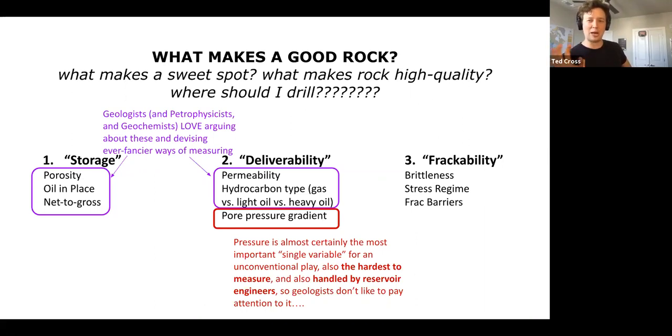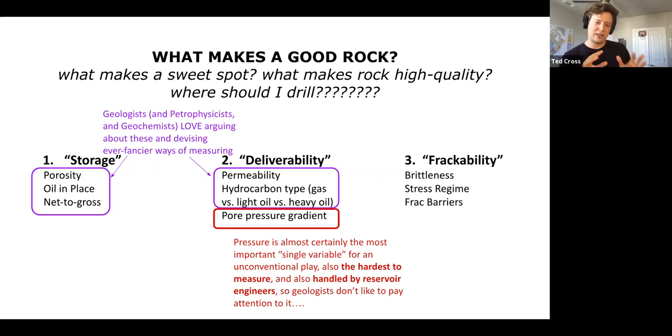They're just trying to figure out some way to get things like oil in place that, within a given basin, might not be that instructive, to somehow relate to production by applying ever fancier ways of measuring it, esoteric stuff. So anyways, there's lots and lots of time spent by those disciplines analyzing those different variables.